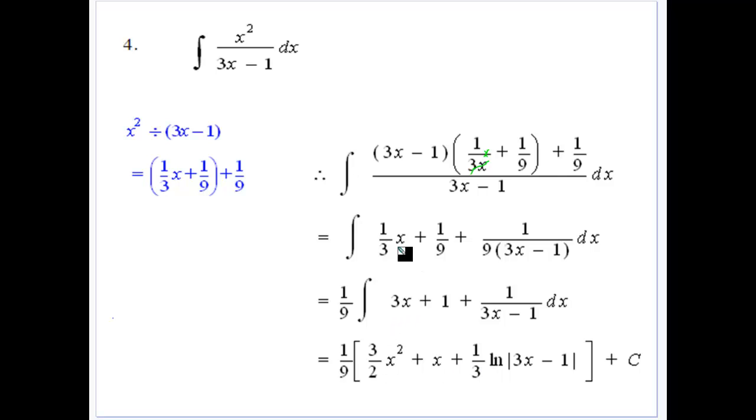But we get 3x to integrate, which gives us 3 on 2 x squared. Integrate 1 gives us x. And for the derivative of the function, we need a 3 on there, so it'd be a 1/3 out the front. So it's 1/3 natural log of 3x minus 1. And again, you'll see that a lot in the Extension 2 course, where you can put the absolute value around it, because we can only take a positive value there. And then plus, don't forget our constant of integration.